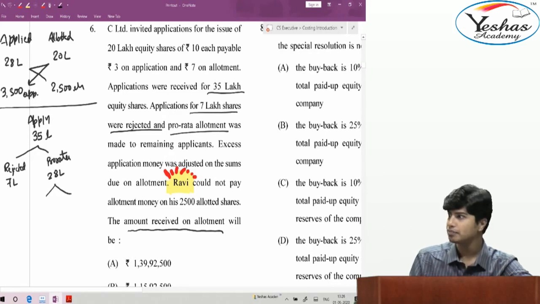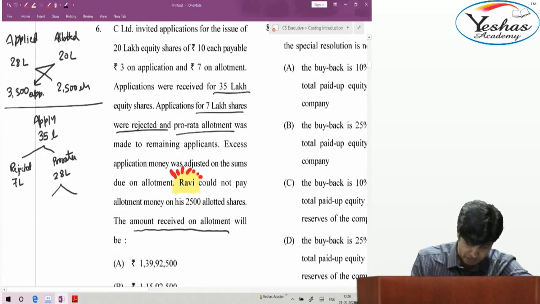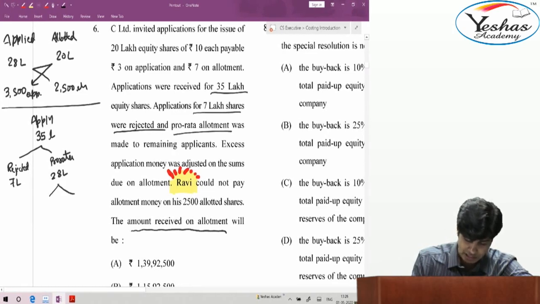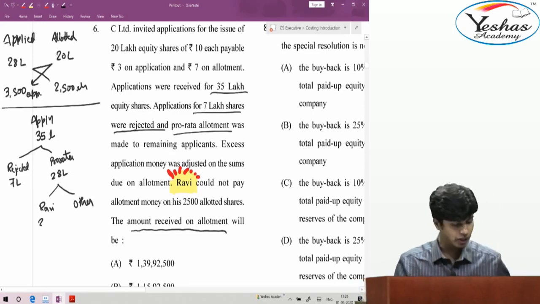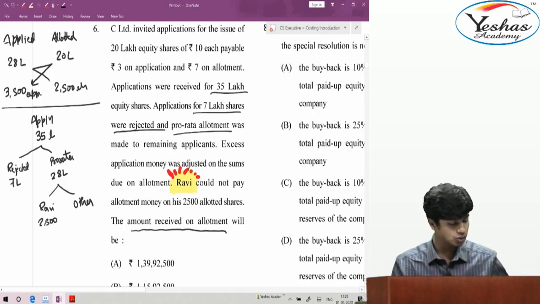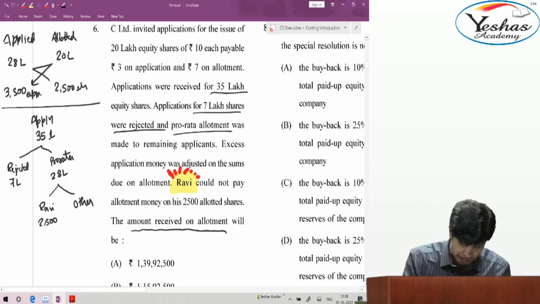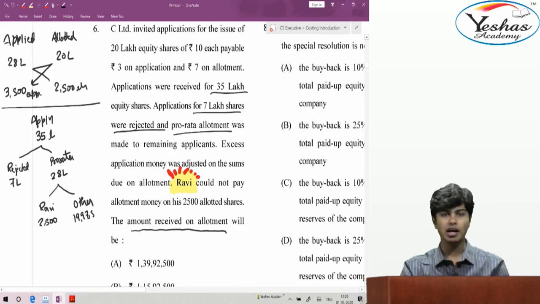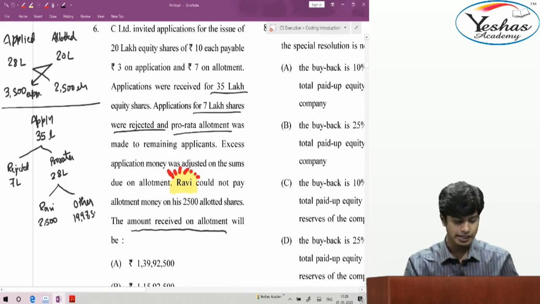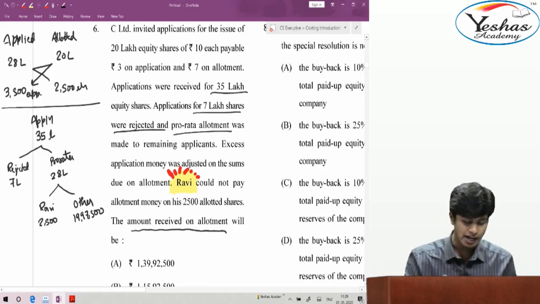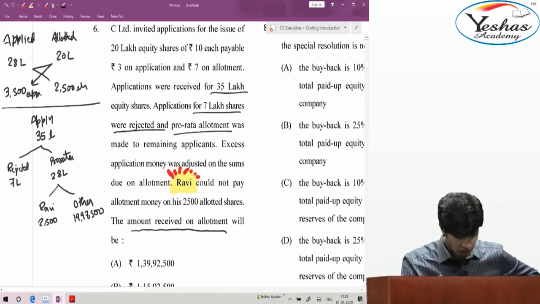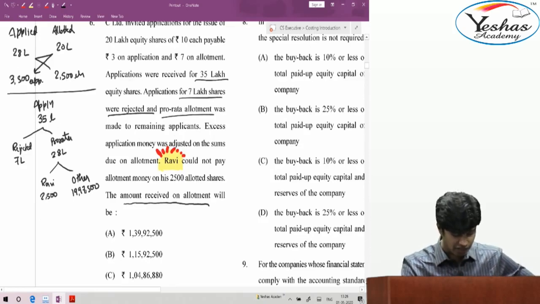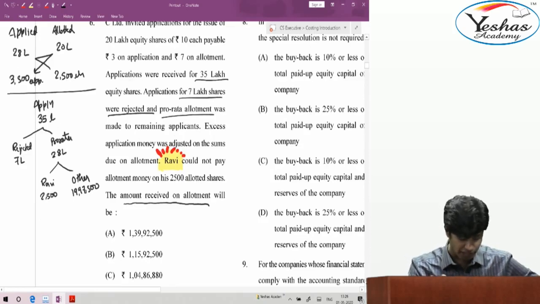I'll write this into 2 parts. One is Ravi, other one is others. Ravi holds how many shares? 2,500 shares. Others hold how many shares? 20 lakh shares, no? Out of that, 2,500 shares are held by Ravi. Remaining 19,97,500 shares are held by outsiders. You get what I'm trying to tell? Okay, so what has Ravi done? Ravi has basically paid the application money, but he failed to pay the allotment money.